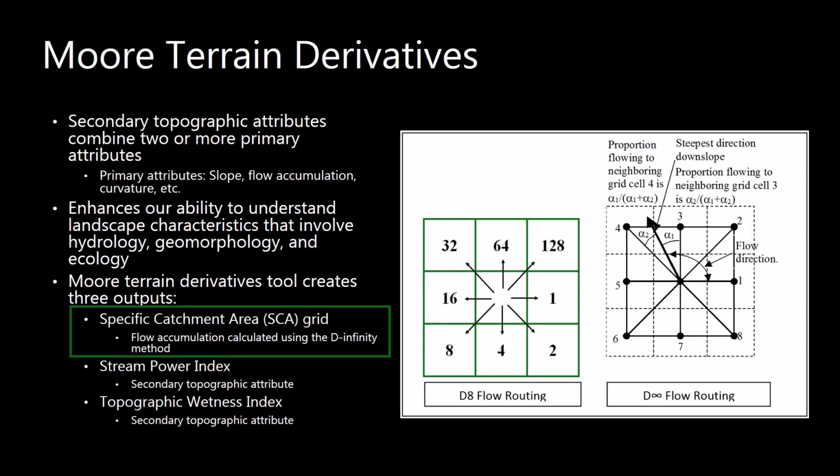Using the d-infinity method, a specific catchment area grid is generated, which is the contributing area per unit length. In our case, the length is the grid cell size of 1 meter.